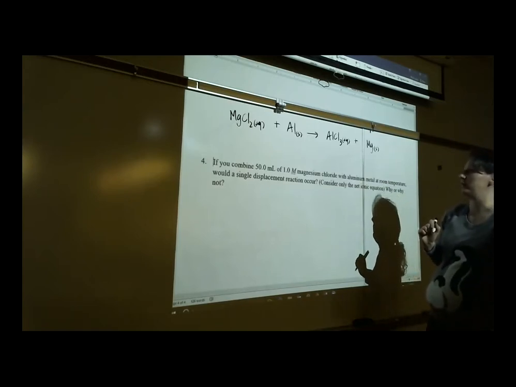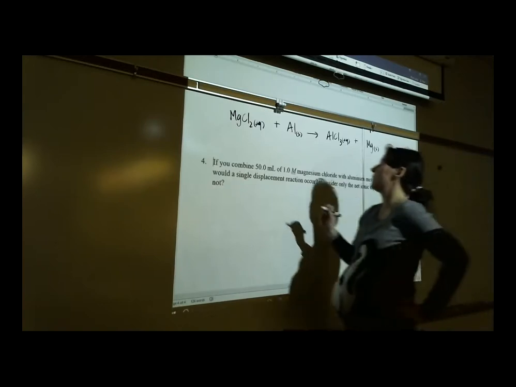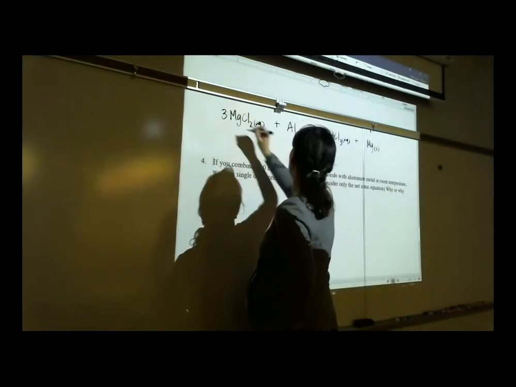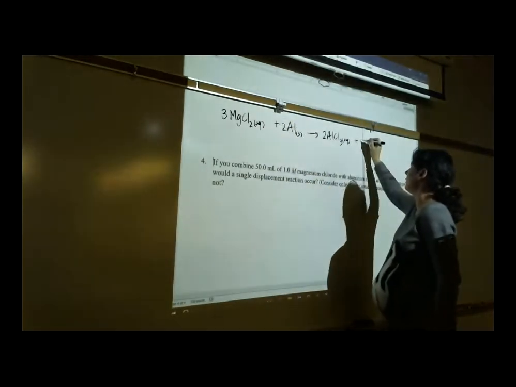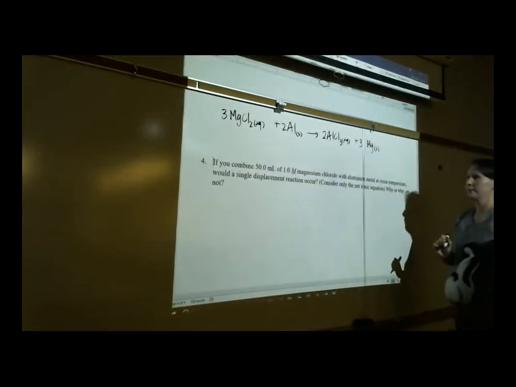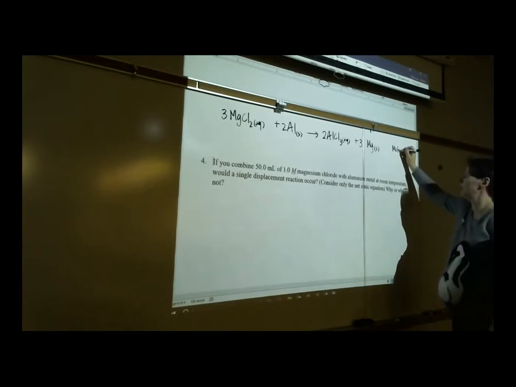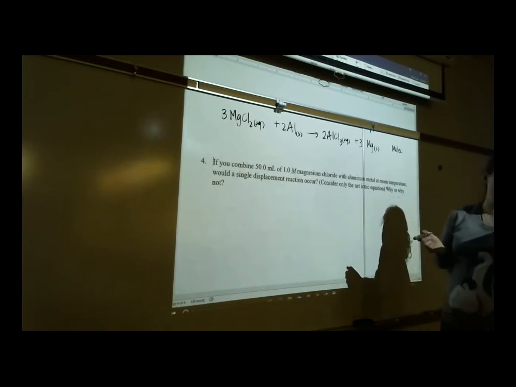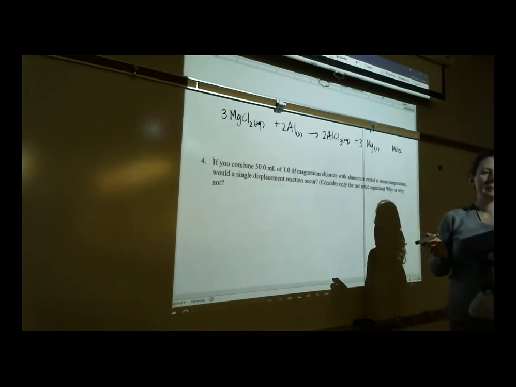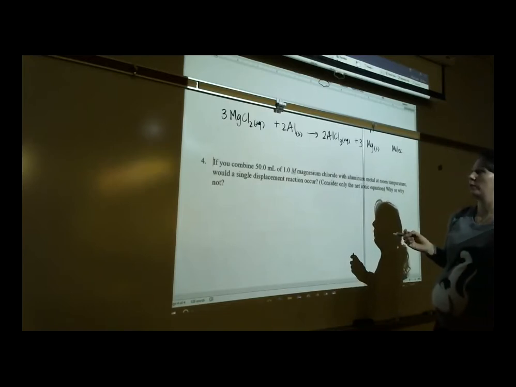Well, first we need to balance this. How do we need to balance this? We need a 3 here, right? And a 2 here. And a 2 here, and a 3 here. So that's the molecular equation. What's the net ionic equation? Who's the spectator? What's the spectator ion?